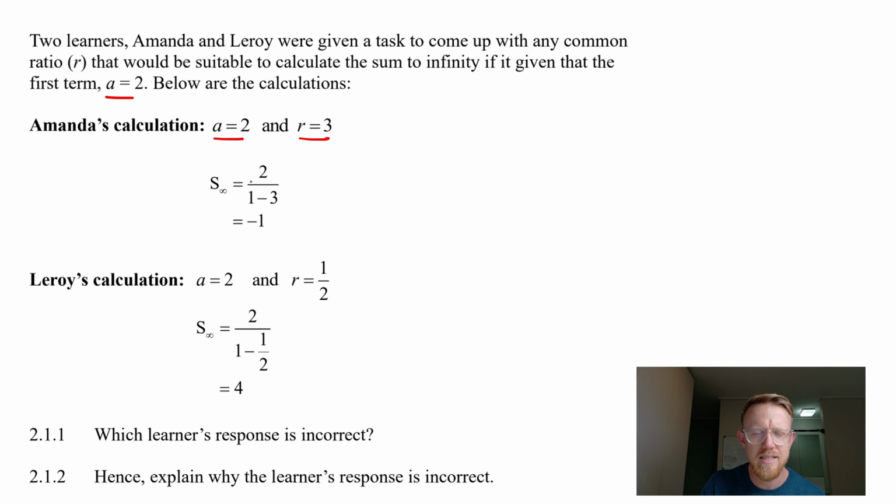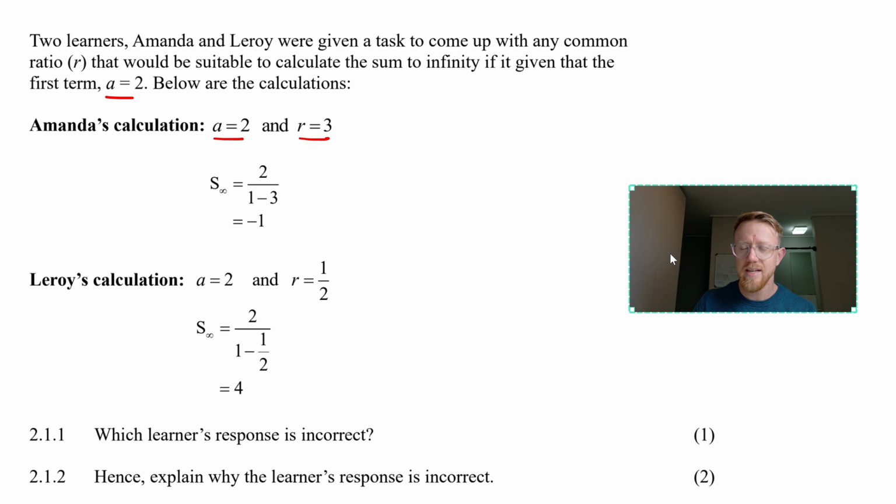Amanda says that A is 2, R is 3, and when she did her sum to infinity formula, she got -1. Leroy used A as 2 and R as a half, and when he did a sum to infinity, he got 4. They want to know which learner's response is incorrect, and that's for 1 mark.